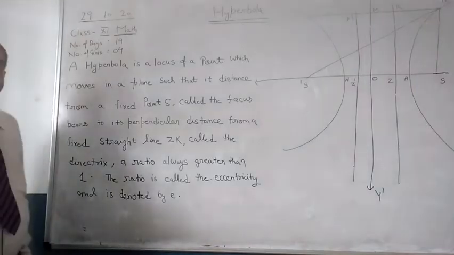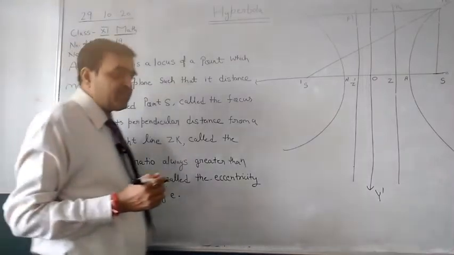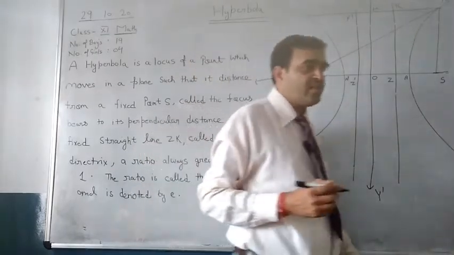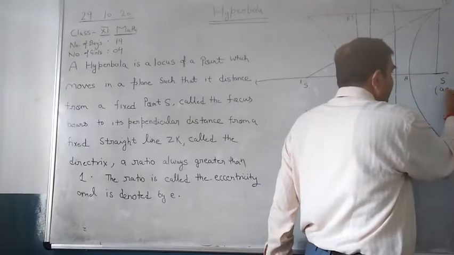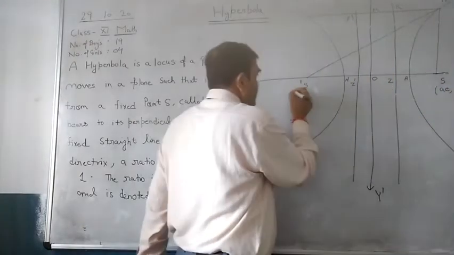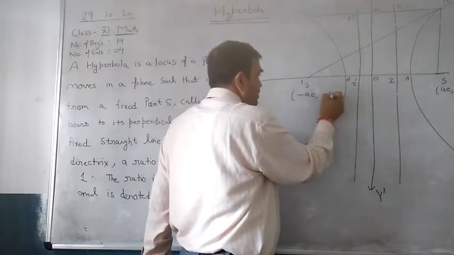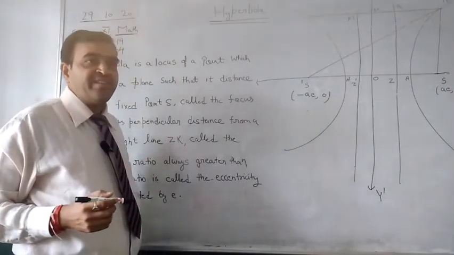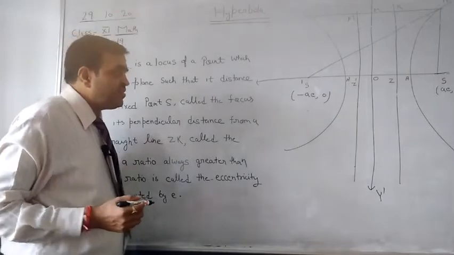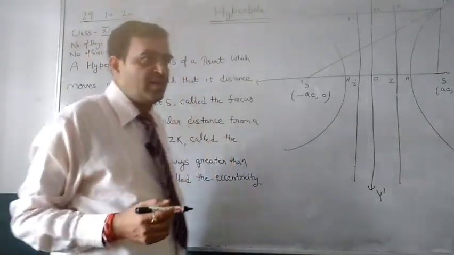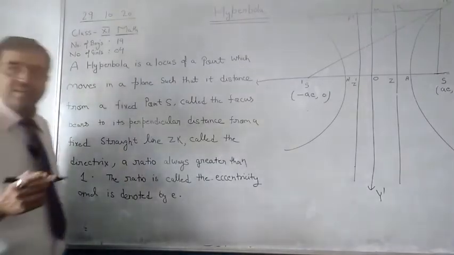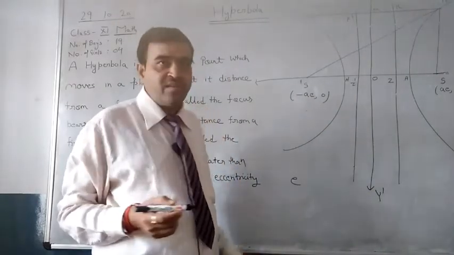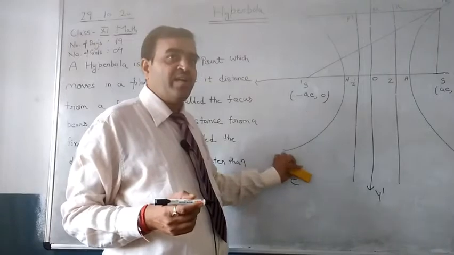Now the coordinates of the foci S and S dash are (ae, 0) and (minus ae, 0), where e is the eccentricity of the hyperbola.